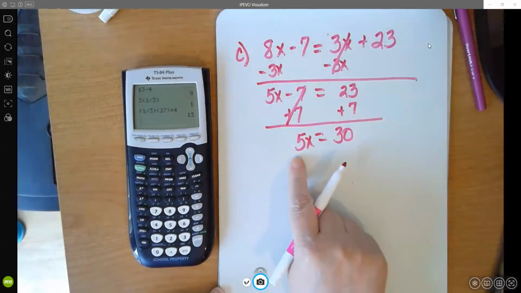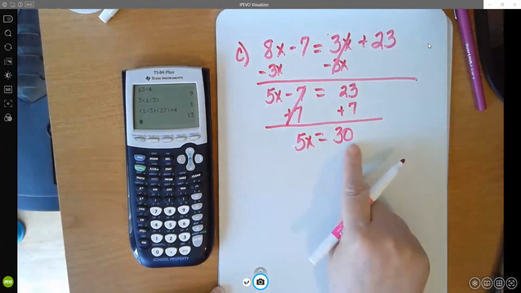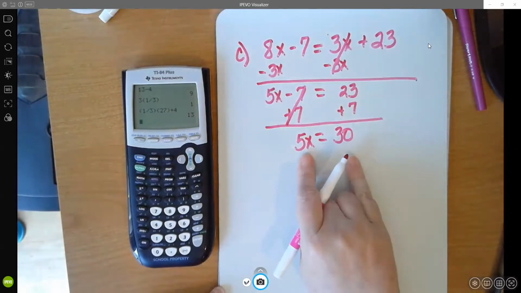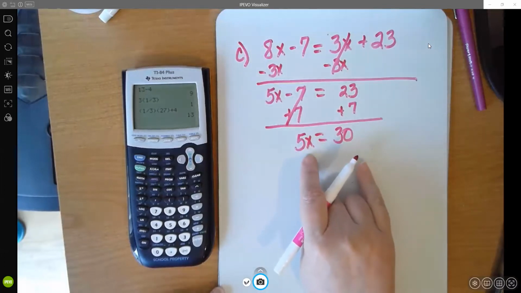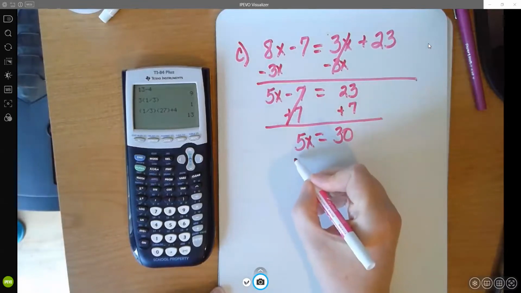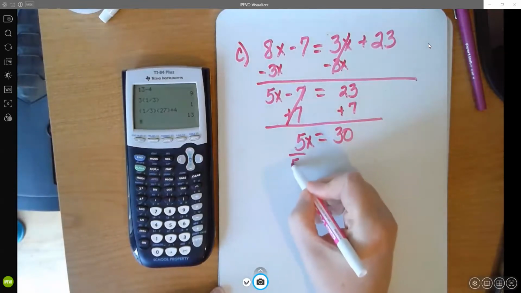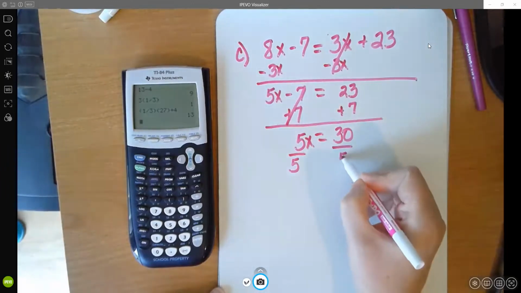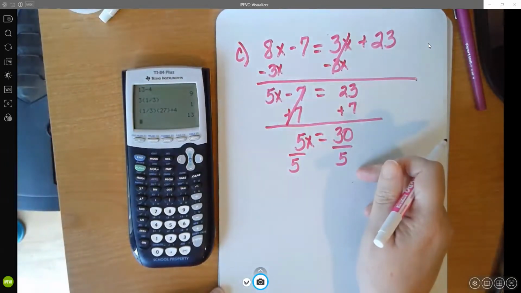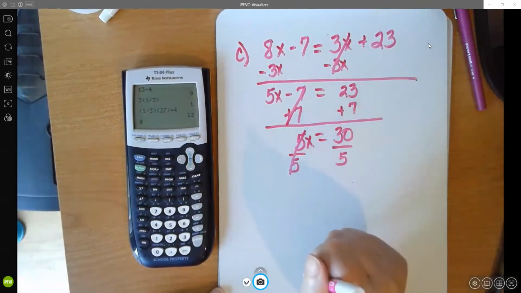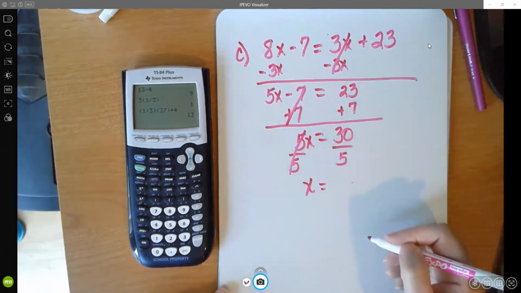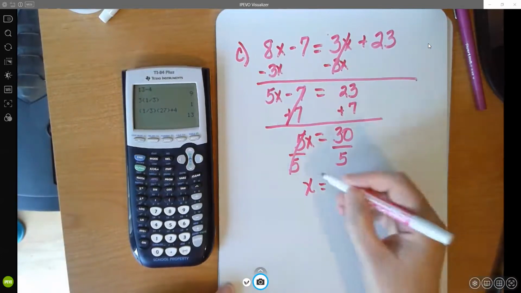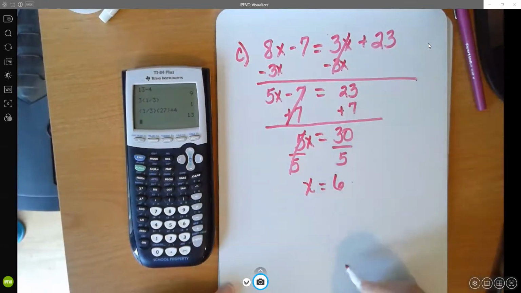Now I have all my x's combined, all my numbers combined, and I have just one term on each side. Now I have a multiplication left here, 5 times x. So I'm not going to subtract 5. I'm going to do the opposite of multiplying, which is dividing by 5. If I divide by 5, I'll need to divide by 5 on the other side. The 5's divide out and leave me 1. And in division, canceling leaves me 1. 1 times x is just x. And then 30 divided by 5 equals 6.